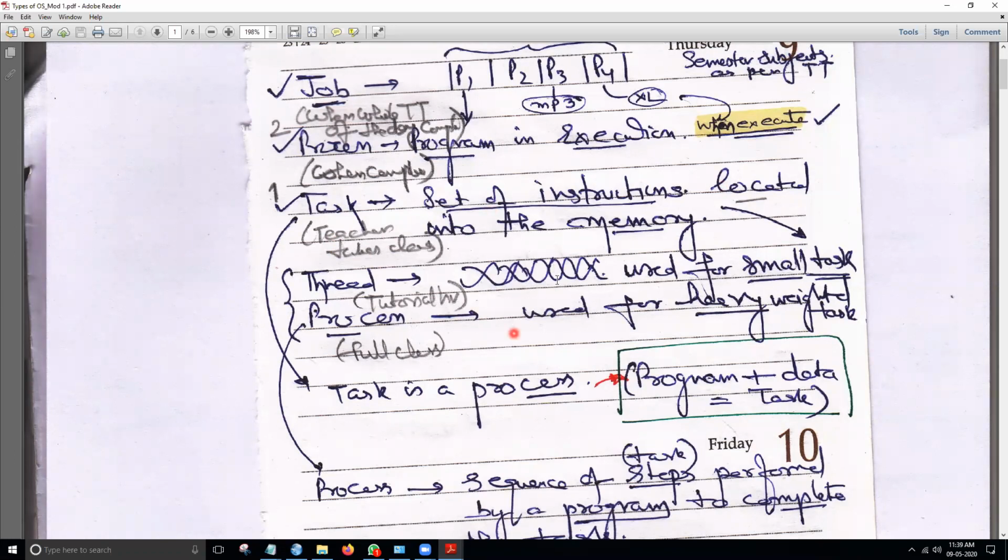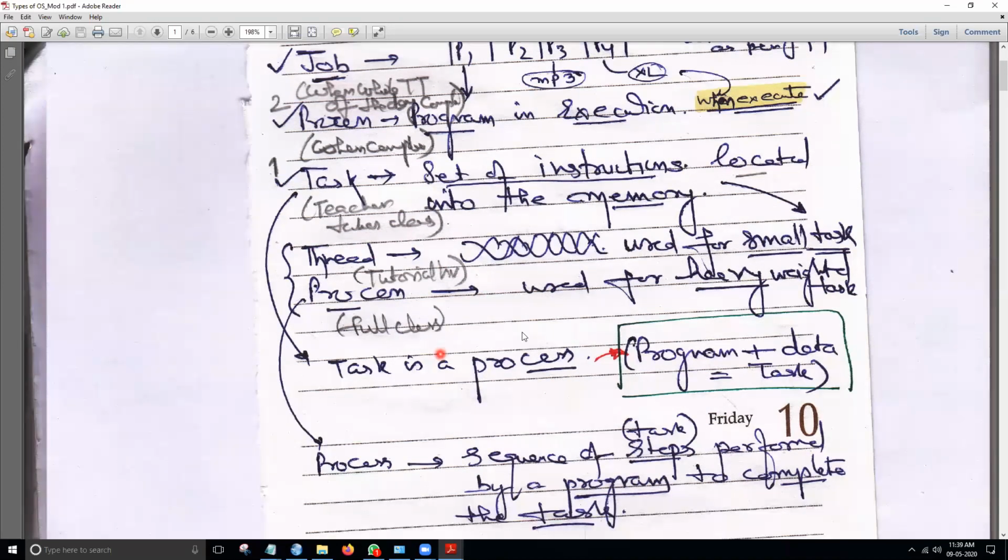Thread. A thread is also a collection of processes, but the process is very small. Just like in a thread, all the fibers put together form the thread. So it is a collection of processes, but it does small process activities, a smaller task. That is what is put as a small task. A process basically does a heavyweight task. In the case of a process, the task is very heavy, whereas in a thread the task is less, but it is just like a process. So a task is a process.